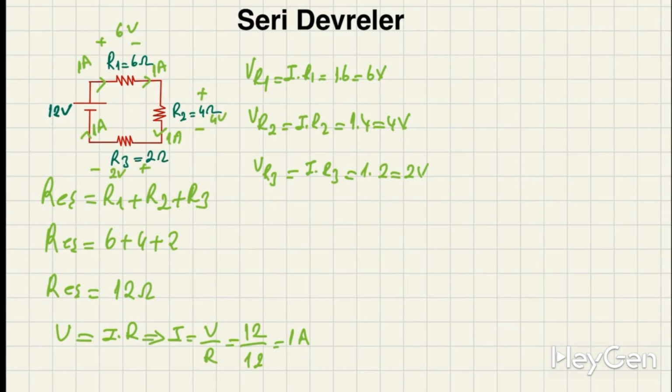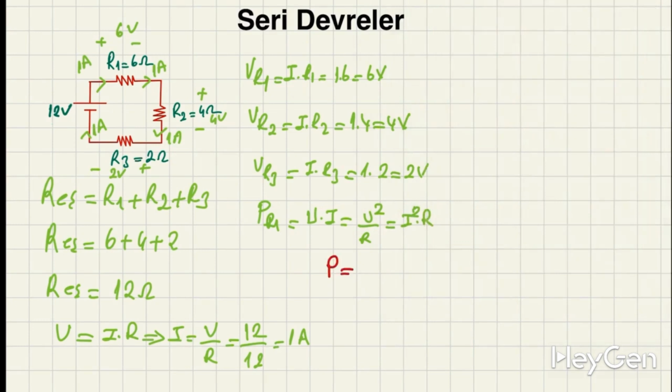Now that we've found the voltages, let's find their power. For example, we can find PR1 using U times I. We can find it using U squared divided by R. We can also find it using I squared times R. How does this happen? Now let me show you like this, friends.